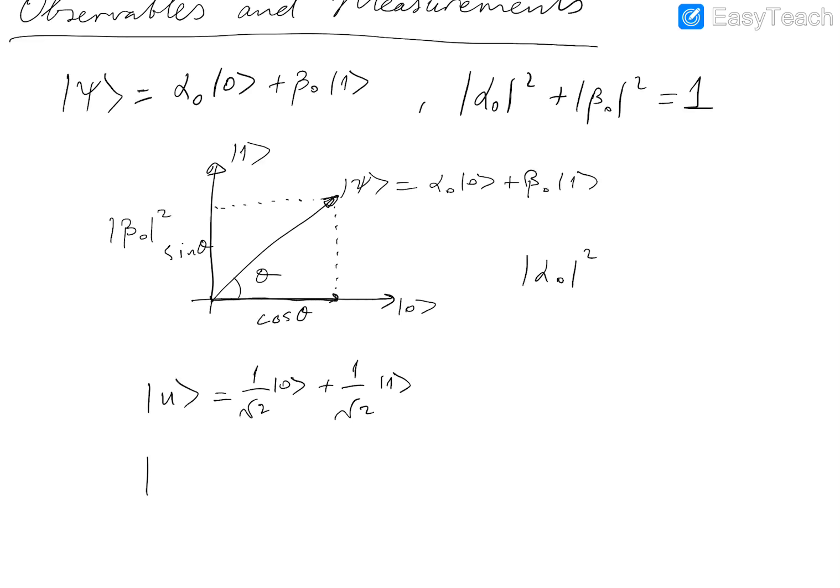And suppose we have a vector which is perpendicular to u. Let's denote this by u perp, which is minus 1 over square root 2 ket 0 plus 1 over square root 2 ket 1.